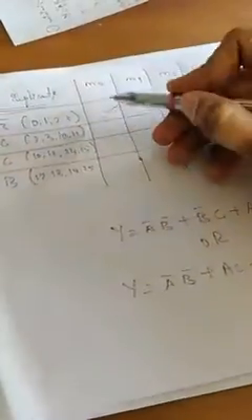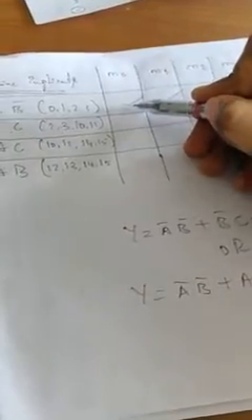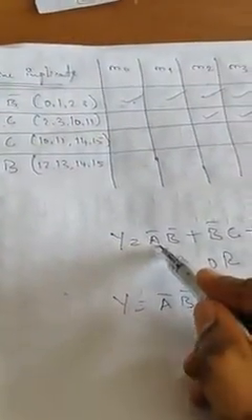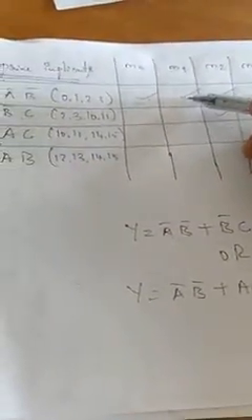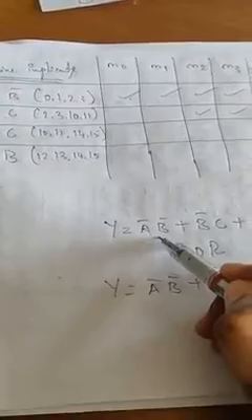So what I just told, just look for the columns having a single tick mark. This is the table, just look for the columns having a single tick mark. So this column is having a single tick mark, so just write A bar B. Next look for the column. This column is also having a single tick mark, that is A bar B, already written, so no need to write.